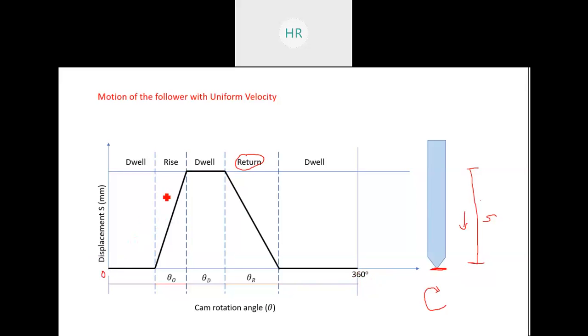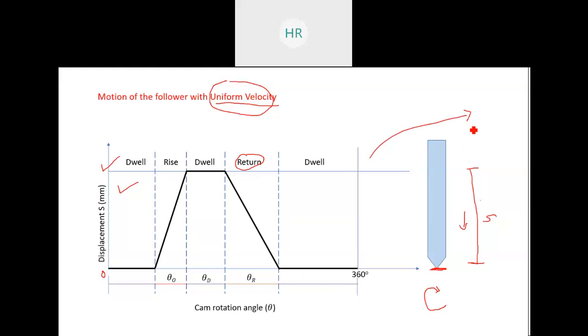And this is the displacement diagram for one revolution of the cam when the follower is moving with uniform velocity. This diagram is helpful in developing the cam profile. So if you are asked in the exam that the follower is moving with uniform velocity, then at that time you have to follow the procedure mentioned over here to construct the displacement diagram, and this displacement diagram will be used in constructing the cam profile.